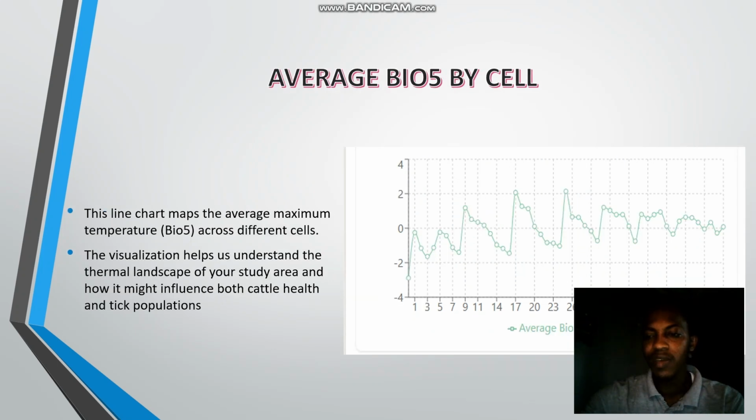Then we can talk about the average Bio5 by cell, and this chart shows the average maximum temperature Bio5 across different cells, and understanding the thermal landscape helps us to assess how temperature influences the tick populations and cattle health. Remember, these ticks have a specific way in which they thrive, which is why in a particular season we record many cases of East Coast fever.